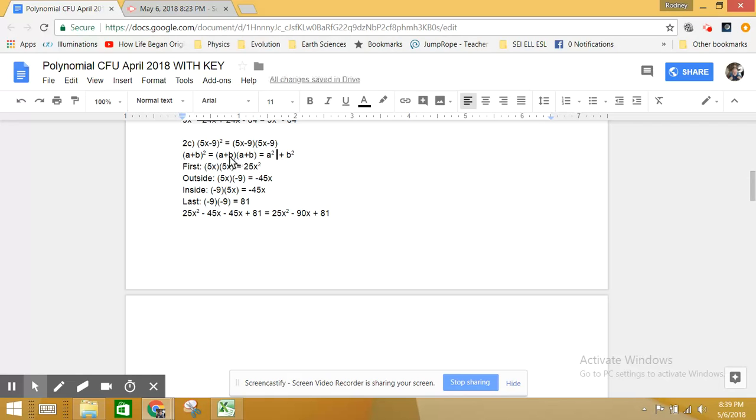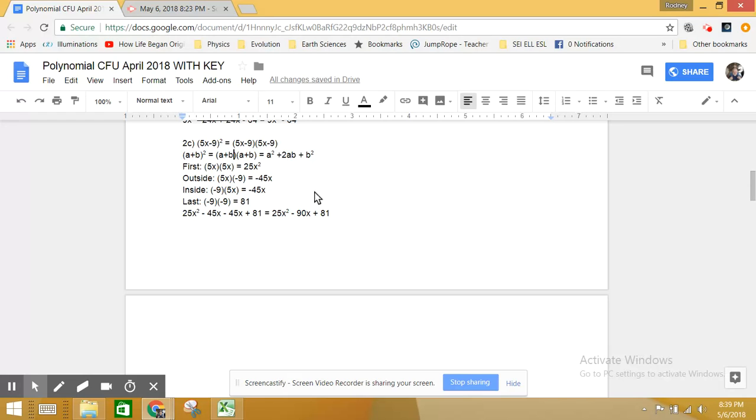No matter whether that's minus. Then my middle is going to be a combination of a times b and b times a, which is the same as a times b. So I've got a plus ab, which put together becomes 2ab. That's where that comes from.